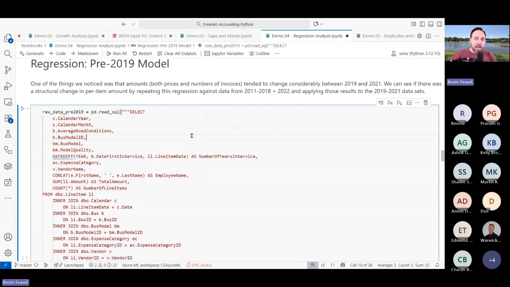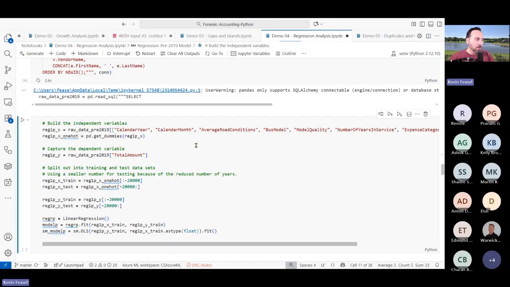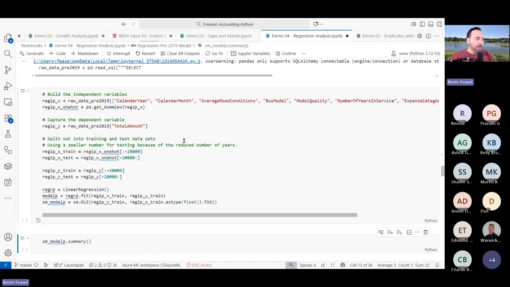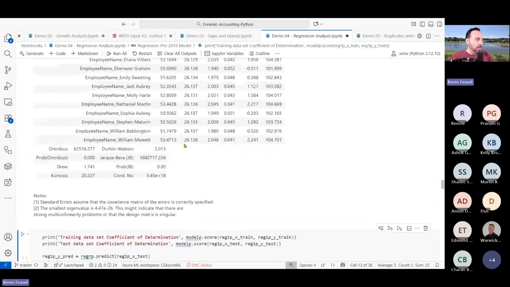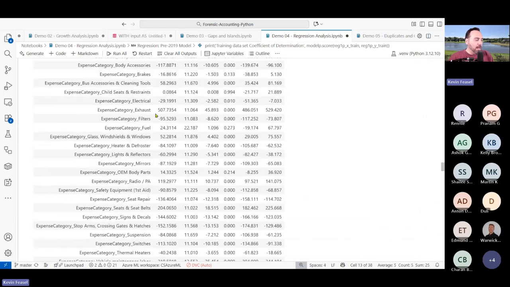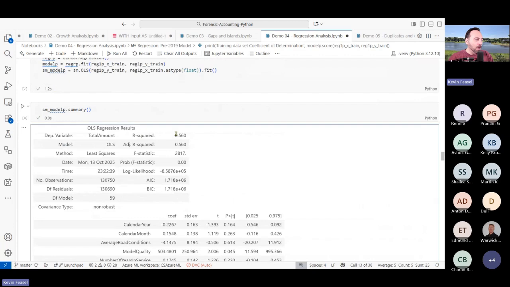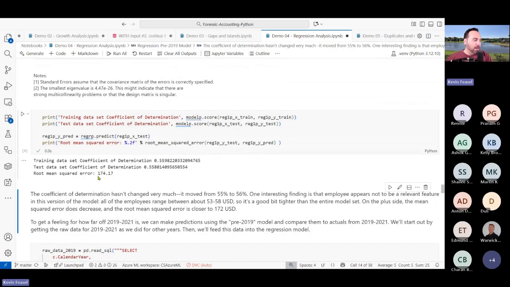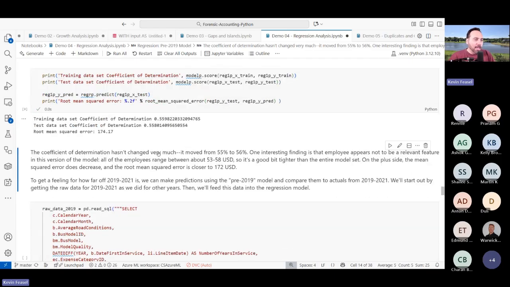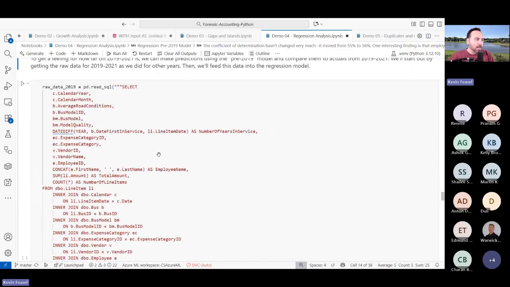But what happens if I look just at pre-2019 data? So I look at 2018 and earlier, and we build roughly the same type of regression analysis as before. So I build out that model summary. There we go. We've got our data here. It's a very different data set, but R squared 0.56. It hasn't really changed. It's not that much different. If I look at root mean squared error, $174. That really hasn't changed at all. So slight difference, but not a big deal.